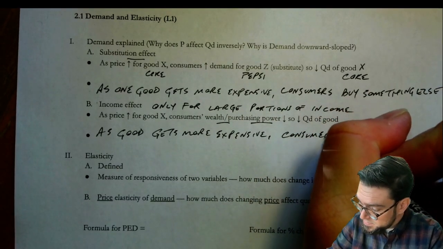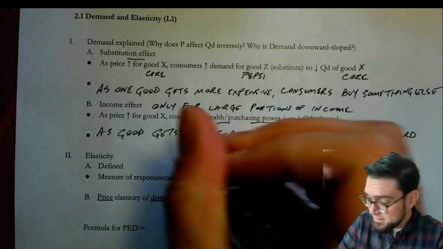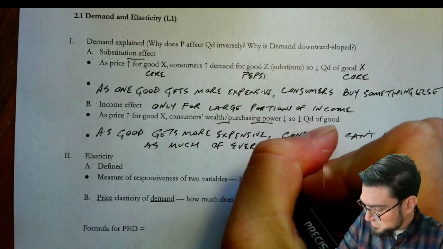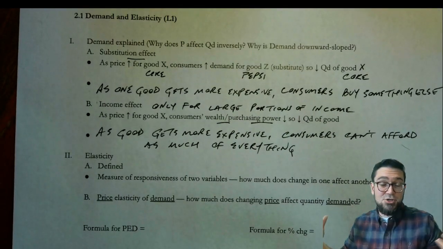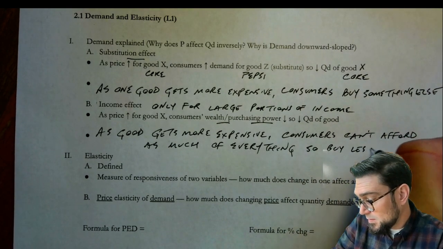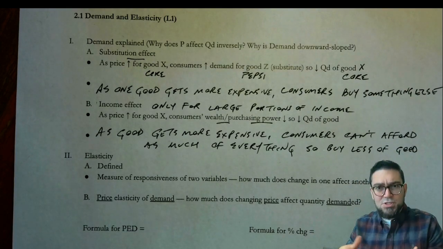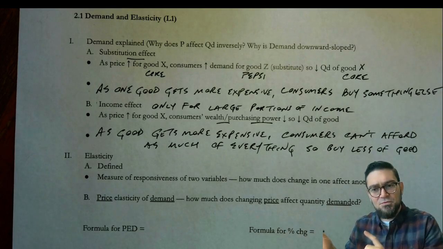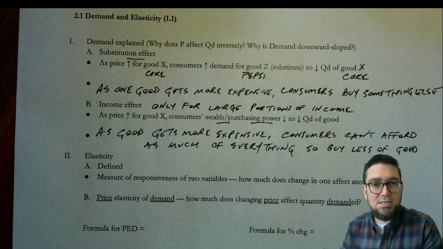Consumers can't afford as much of everything. And conversely, as a good gets cheaper, the consumer can actually afford more of it. So it's really saying that sometimes your wealth or your purchasing power is being affected by an increase in the price of a good. You may not necessarily be able to swap something out for that, but what you'll often do is buy a little bit less of that product because it puts the squeeze on your ability to buy other things.